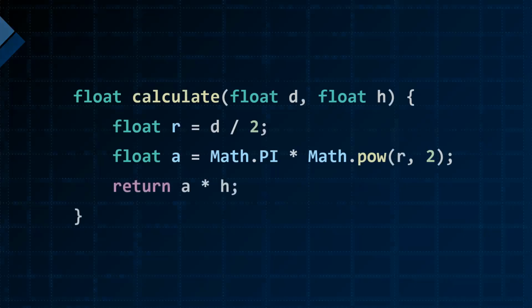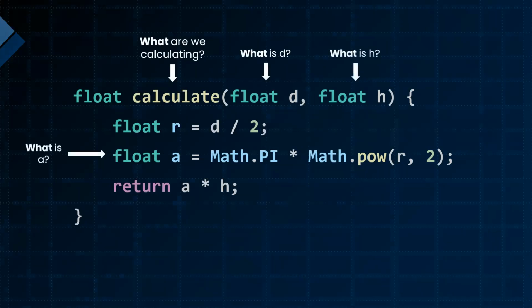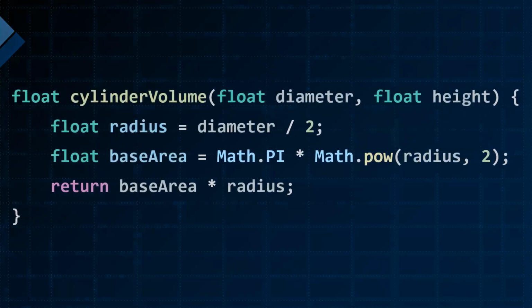Now, okay, seems like it's doing some kind of math here, but there's just so much ambiguity, right? What are we calculating? What is D? What is H? What is A? A lot of open questions here. Does anyone here think they could figure out what this is, Brian? You're correct. Yeah. Okay. So like Brian said, this is a formula for the volume of a cylinder.